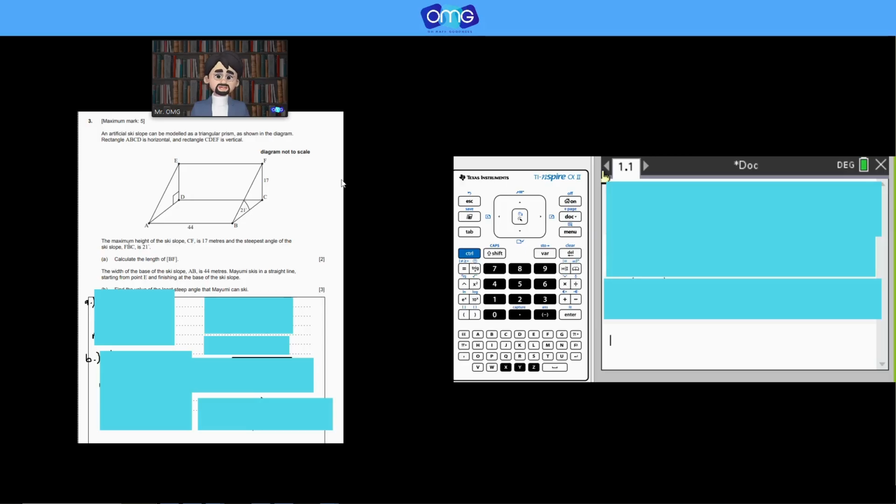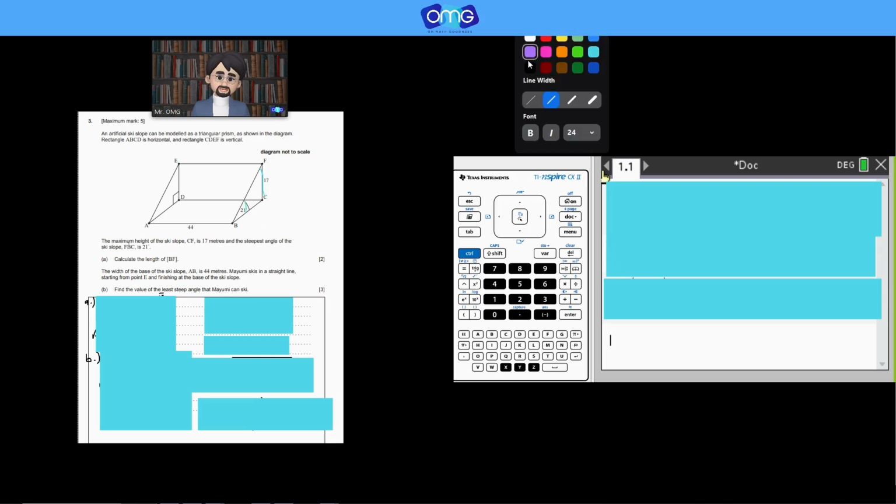An artificial ski slope can be modeled as a triangular prism like this diagram. ABCD is horizontal, rectangle CDEF is vertical. The maximum height of the ski slope CF is 17 meters, this one, while the steepest angle is 21 degrees. What is the length of BF? This is the BF, right?